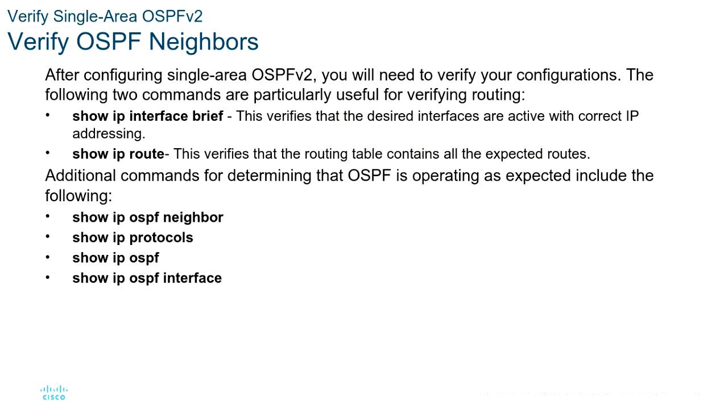Okay, then with OSPF, we can do show IP OSPF neighbor to see if we have our directly attached neighbors. Show IP protocols. I showed you that on Packet Tracer. Yeah, that's how I caught my mistake. I did two OSPF processes on one machine. Show IP OSPF and show IP OSPF interface show us some other information like who's the designated router, who's the backup designated router.